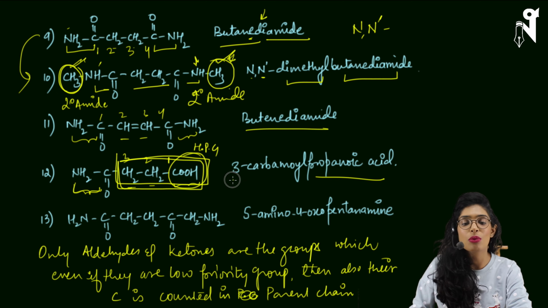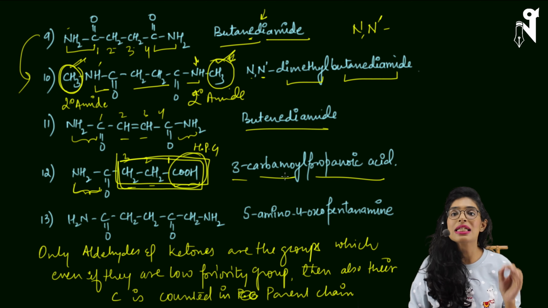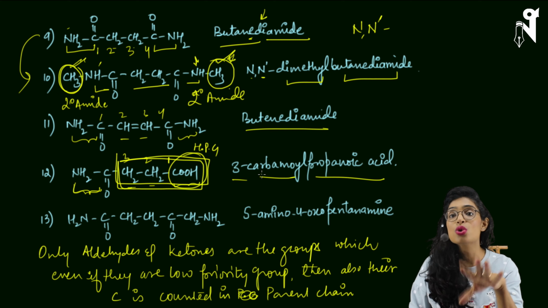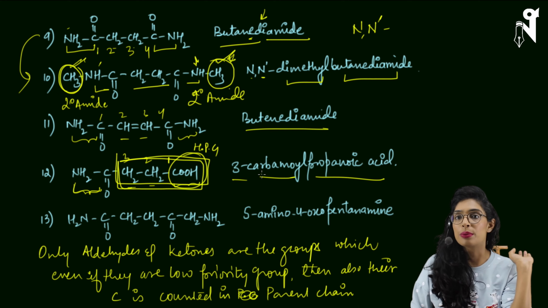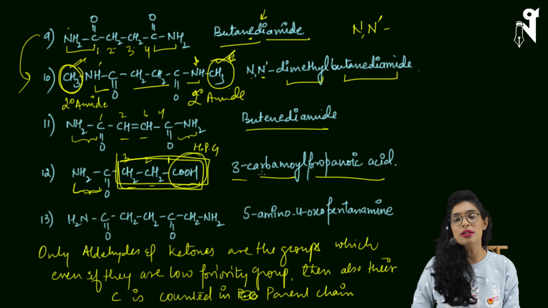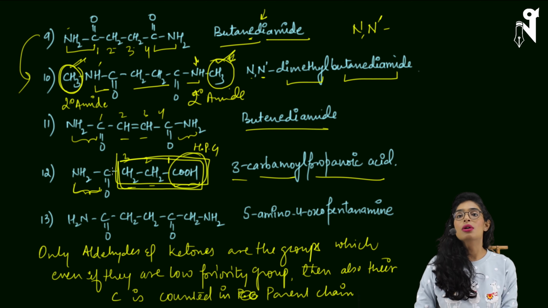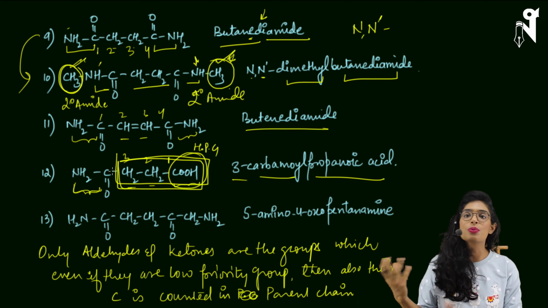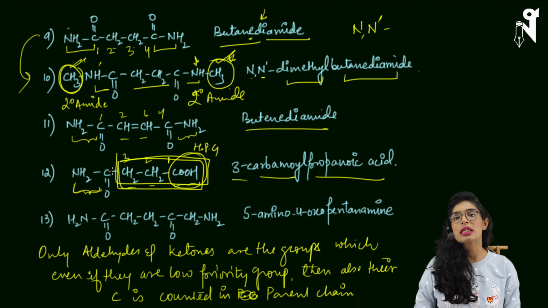So that is 3-carbamoyl. This carbamoyl represents the whole CONH2 group. Again and again I'm repeating, we are not counting the carbon of CONH2 when it is a low priority group. And this is not only in this case, but in all other functional groups except aldehydes and ketones. I think I discussed one example earlier when we were talking about aldehydes. We will be talking about more examples going forward, when we deal with other groups. You will see that no other group's carbon is counted in the principal carbon chain when it is lower priority.